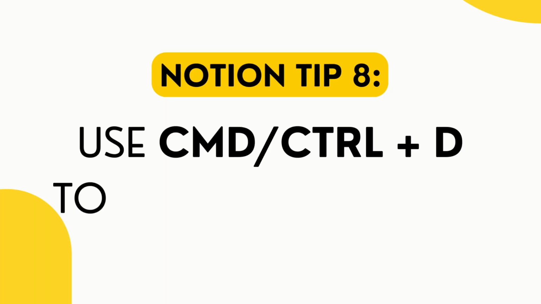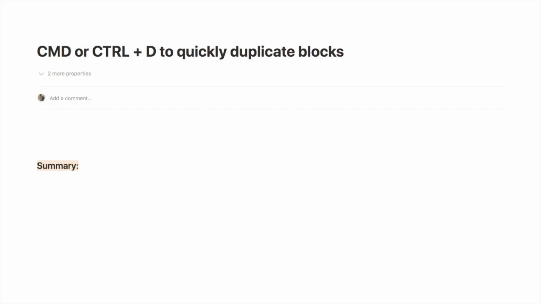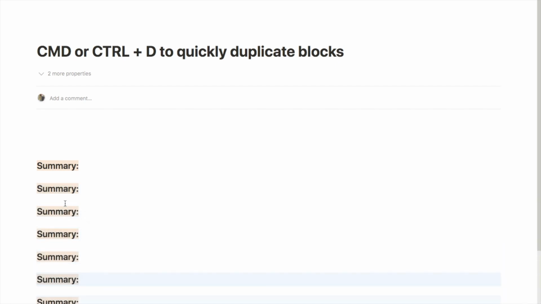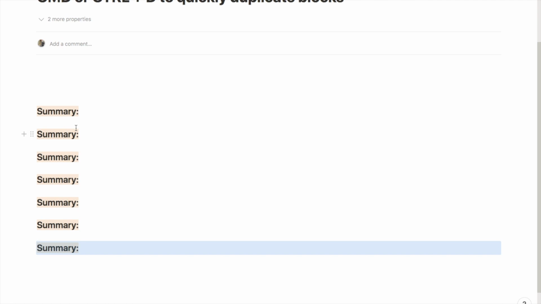Another handy Notion trick is using the keyboard shortcut Command or Control D to quickly duplicate blocks. So if you're on a Mac, you want to use Command plus the D key, and if you're on Windows, use Control plus D. So to be able to do that, I'm just going to hit my cursor next to this block here and hit Command D, and as you can see, that instantly duplicates the block. I could do this over and over again if I wanted it multiple times. It's a really quick and easy way to duplicate things within your workspace.